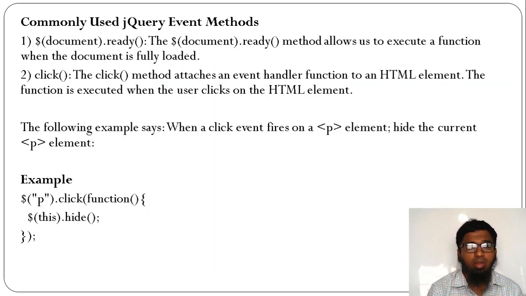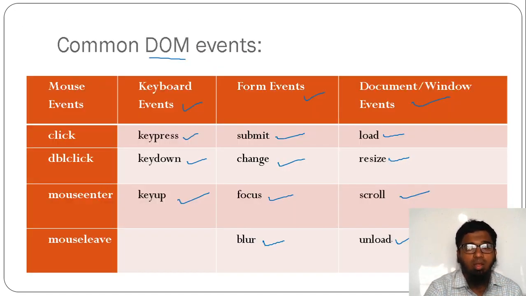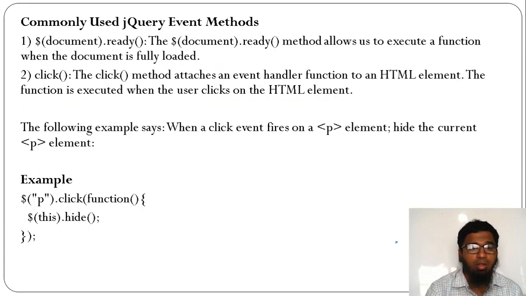Let's see some examples for all of this. How many are there? 1, 2, 3, 4, 5, 6, 7, 8, 9, 10, 11 are there, and one by one I will show you how we need to write for key press and how we need to write for submit. Let's see here: dollar document dot ready. The document ready method allows us to execute the function when the document is fully loaded.